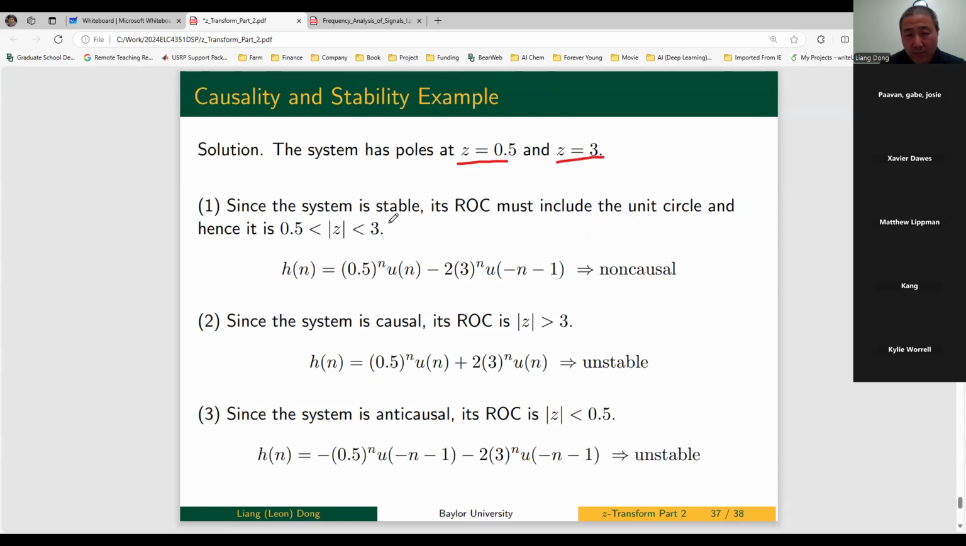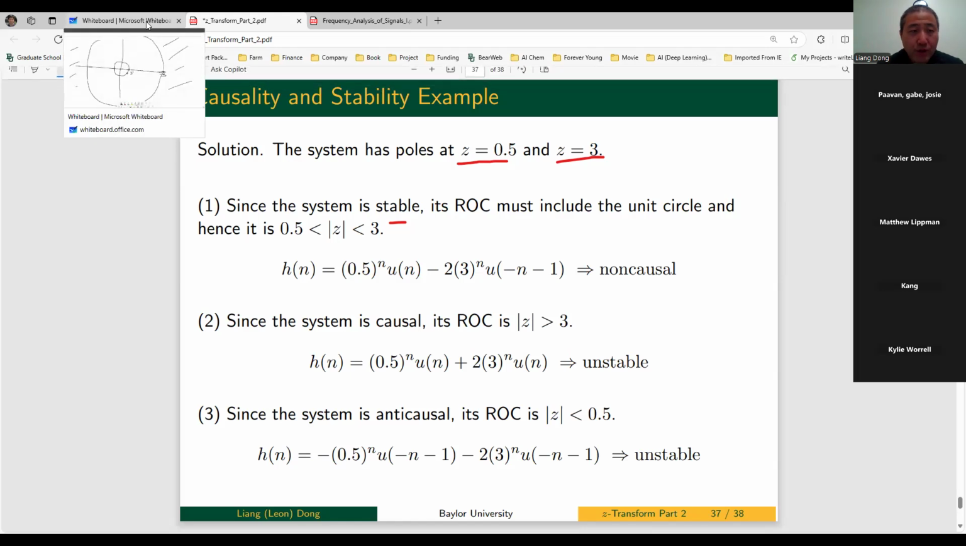If the system is stable, the region of convergence must include the unit circle. Okay, so here the system is stable. Well, the poles should be within the unit circle. But I have a pole at 3, right? How do you deal with that? Well, if that is the case, then I need to make sure that the region of convergence is really not the exterior of a circle. It's not causal this time. But the region of convergence is more limited because I want to exclude both 0.5 and 3.